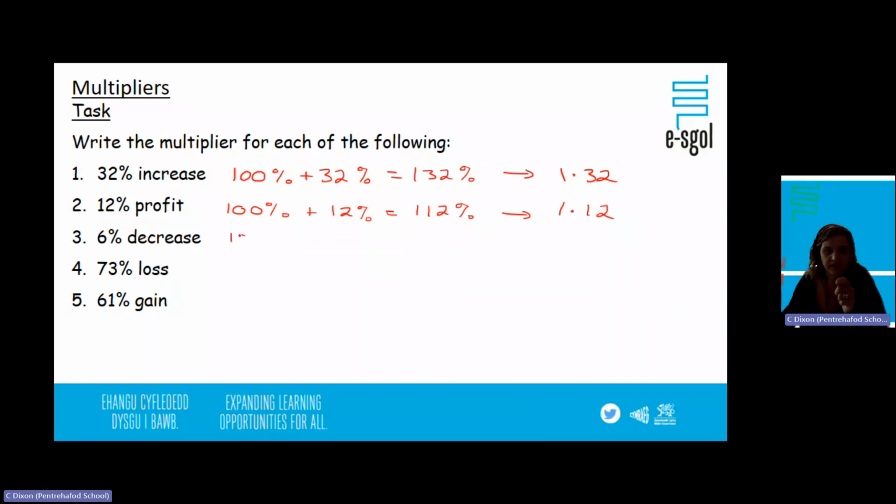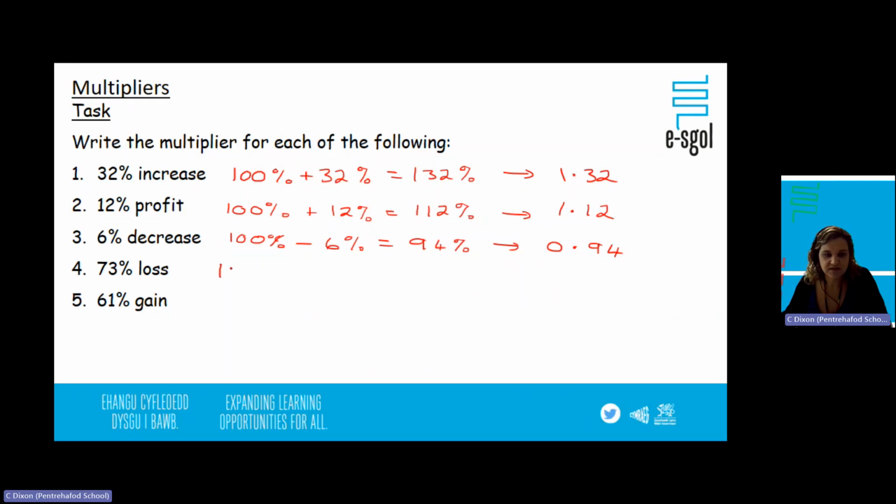Now then the next one's a decrease. A decrease is taken away. Okay, so it's 100%, but we're now taking away 6%. So 100 take away 6 is 94. And divide that by 100, 0.94. Okay, so you would multiply by 0.94 if you wanted to do a 6% decrease.